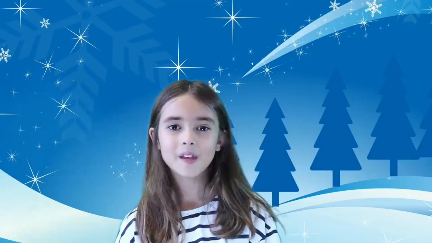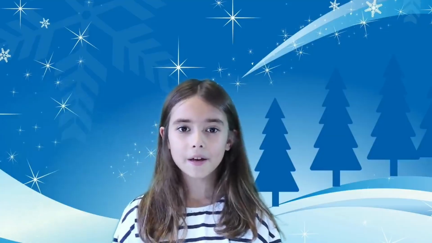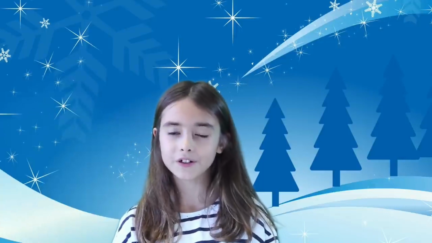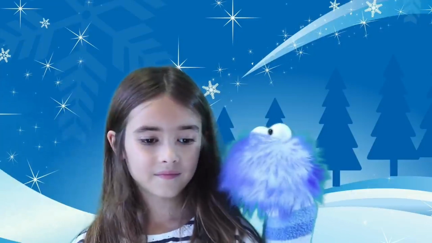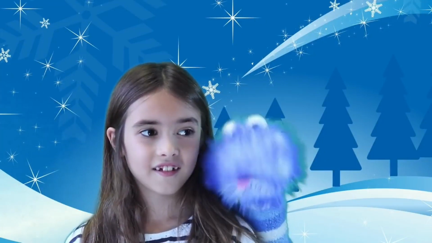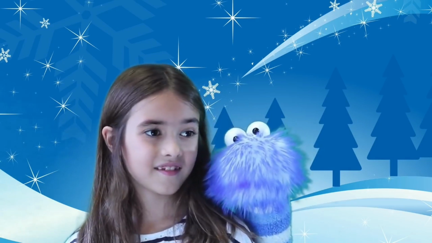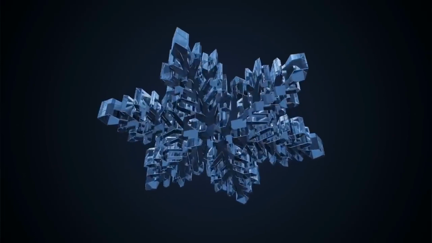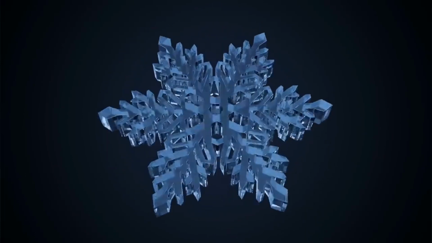Hey, guess what? Snow is clear, but it appears white because of the way that light shines off ice crystals. The ice that I saw on the grass today looked white. I bet it's for the same reason. Yeah. And even though snowflakes are unique, they all have 5 to 6 sides.